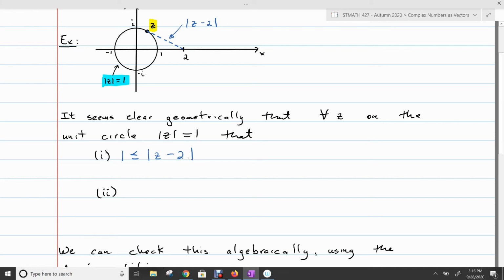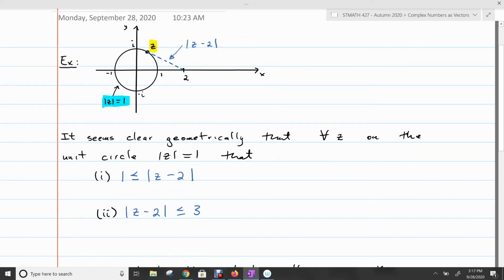And on the other hand, what's the biggest that distance z minus 2 could be? Well, that would happen whenever z is over at negative 1, right? And in that case, the distance between z and 2 would be 3. So it also appears, just by looking at the picture here, that |z minus 2| has to be less than or equal to 3. Hopefully that seems geometrically evident from the picture.